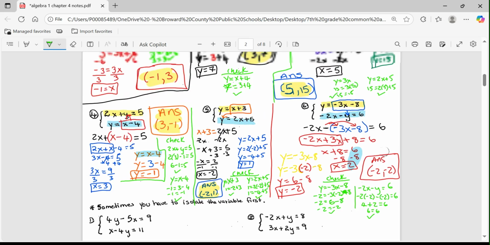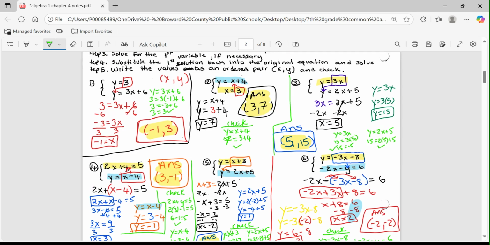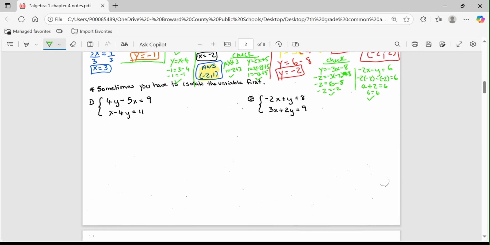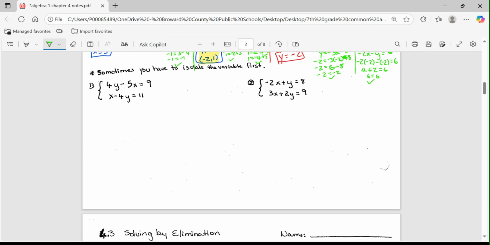But here you always had a variable that was isolated, whether it was the y or the x. But of course, it's not always like that. Sometimes you have to isolate the variable first before you could even solve. So if I see 4y minus 5x equals 9, or I see x minus 4y equals 11, well, I don't want to try to isolate this y because there's a 4 in front, which means I might end up with a fraction. I don't want to isolate this x because there's a negative 5 in front. That might cause some problems again. I don't want to work with fractions, it's too much.